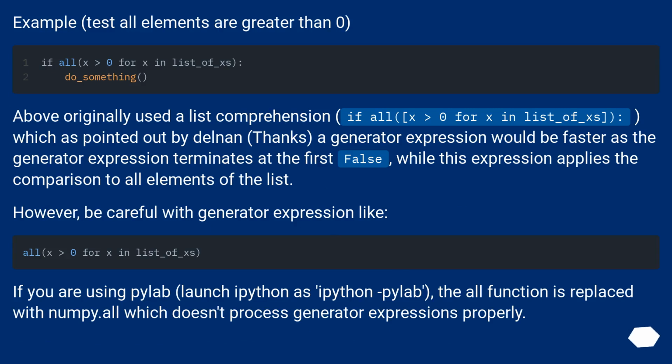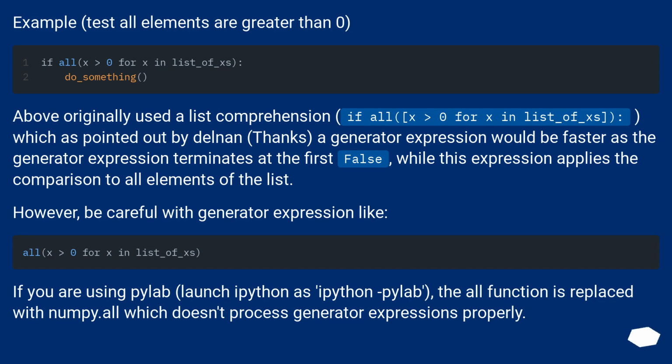Above originally used a list comprehension, all(x > 0 for x in list_of_xs), which is pointed out by Delman, thanks. A generator expression would be faster as the generator expression terminates at the first false, while this expression applies the comparison to all elements of the list. However, be careful with generator expressions like.